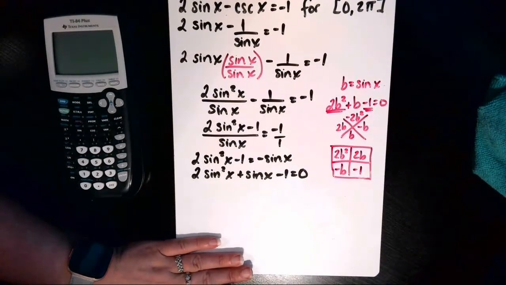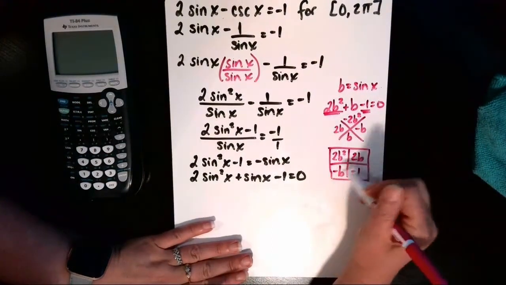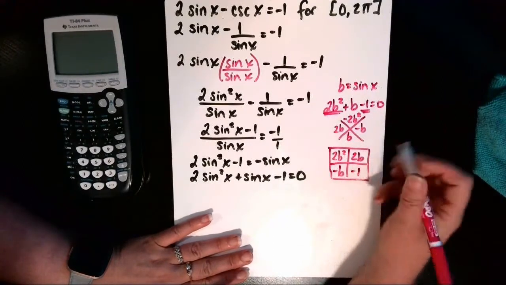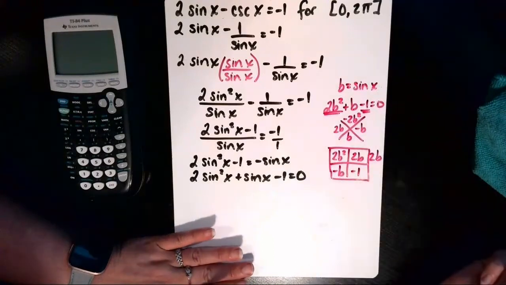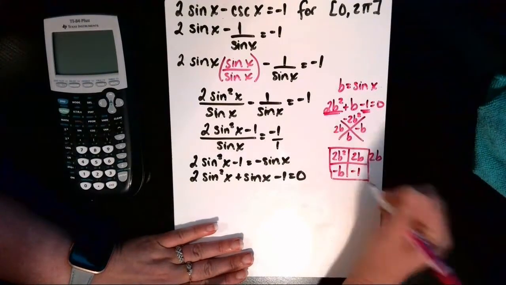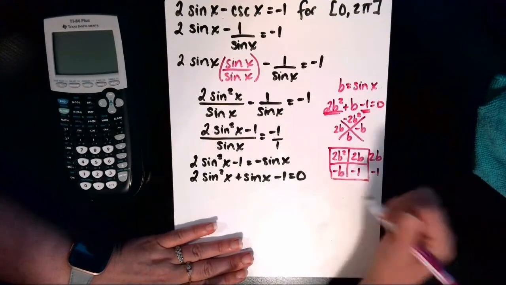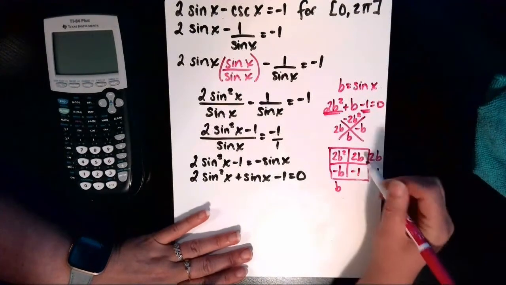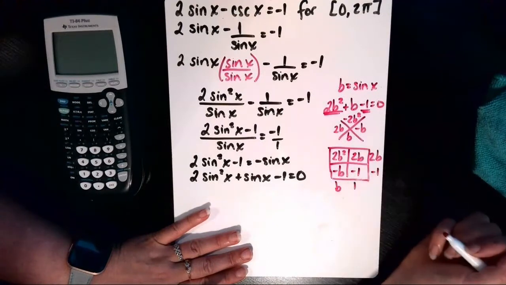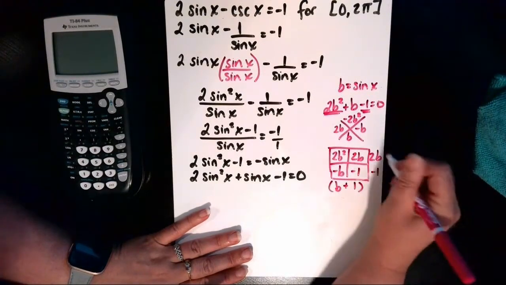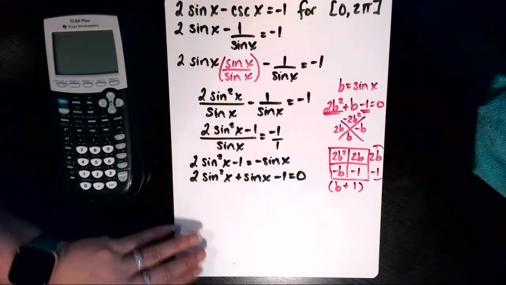And then we're going to look for the GCF going across each row and up and down each column. So 2b squared and 2b, they have a 2b as their GCF. -b and -1 have a -1. 2b squared and -b have a b in common. 2b and -1 have just a 1. And so these are our factors, b plus 1 and 2b minus 1.